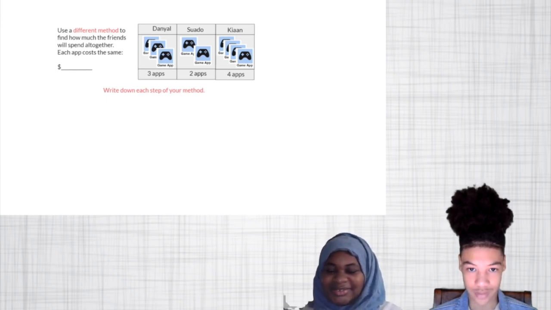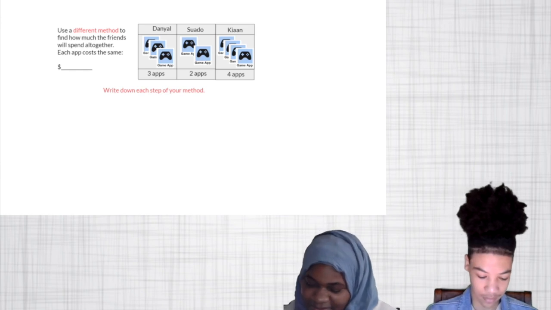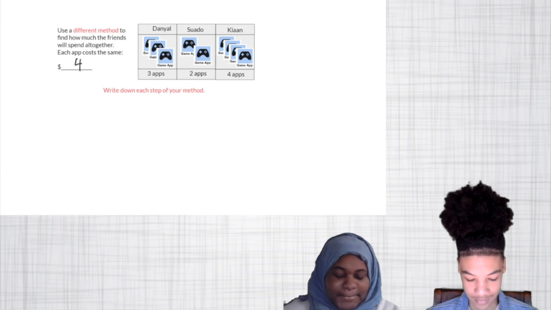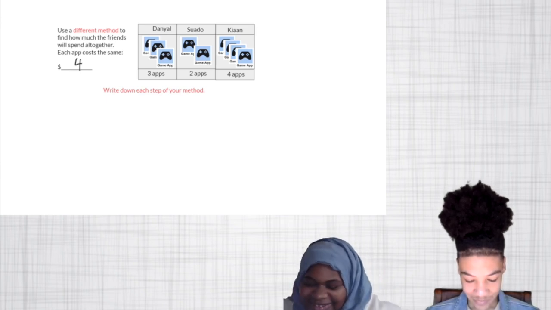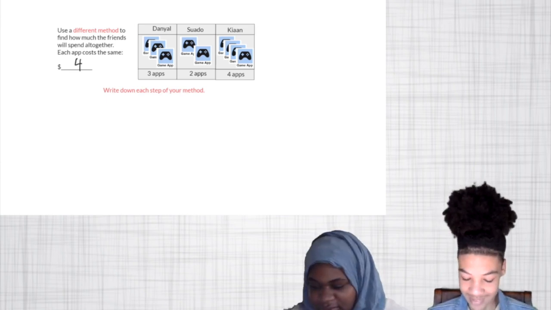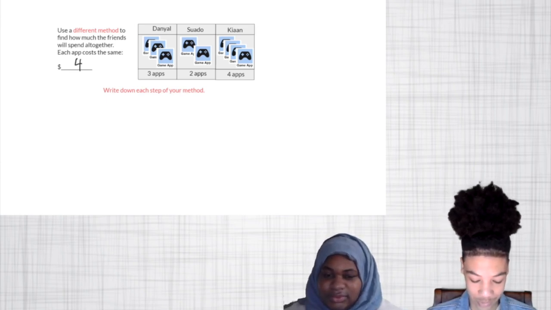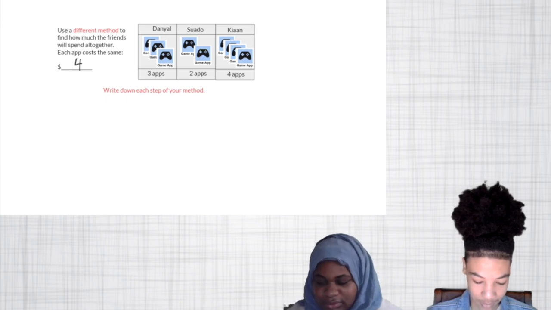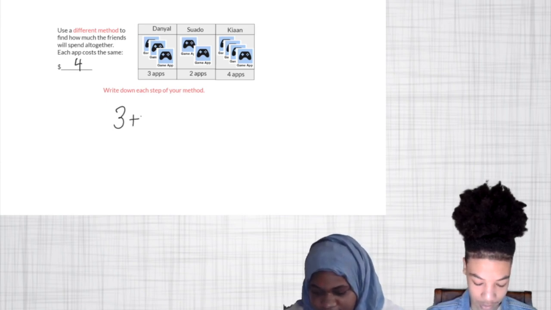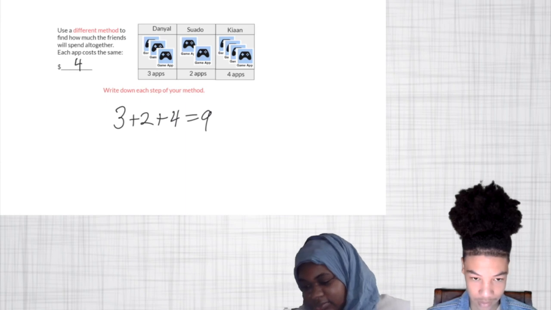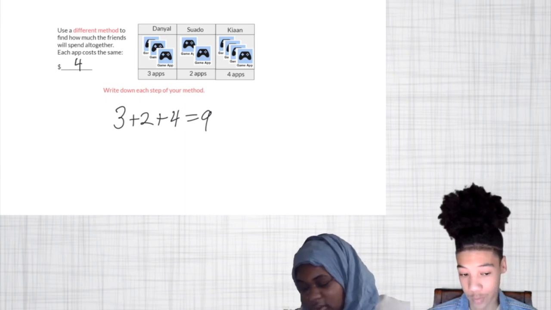Does 4 sound good? Okay, 4 sounds good. Okay, see if you can come up with a new method together, a shorter, faster one. Well, we can add up all the apps together that they buy, which would be 3 plus 2 plus 4, and that would give us 9. And we could do 9 times 4, and that would be the total equation.